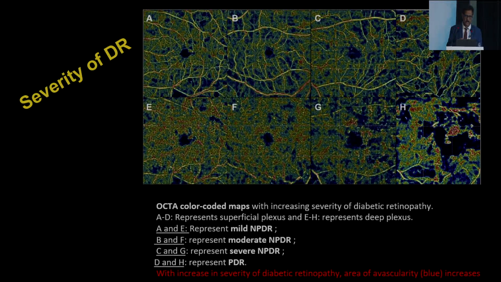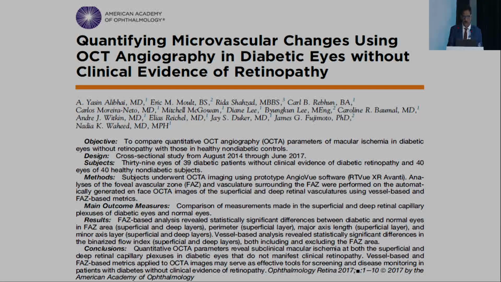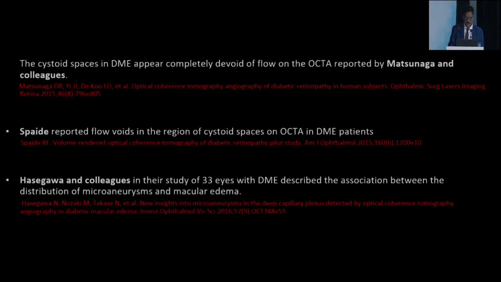So vessel density and perfusion density all decrease. It is a very interesting study, the quantification of microvascular changes using OCT angiography in diabetic eyes without clinical evidence of diabetic retinopathy, because you are not seeing any single microaneurysm, but still on OCT angiography you will see macular ischemia in both the superficial and deeper layers. So actually the cystoid spaces in DME appear as flow voids. This is already proved in multiple studies.